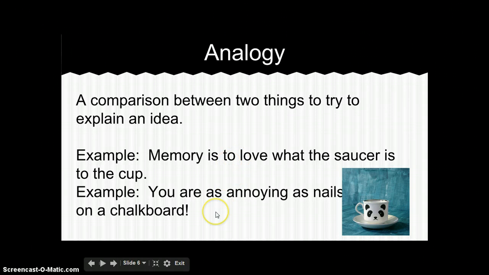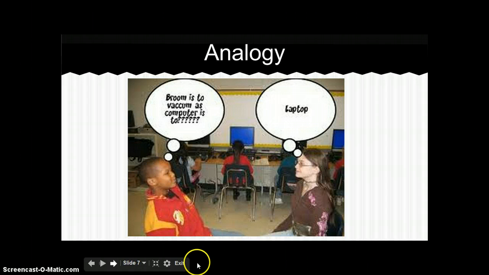Another example is you are as annoying as nails on a chalkboard. You can get a really big picture idea there of that person's characteristic. They're very annoying. Here's two children making an analogy. Broom is to vacuum as computer is to, and this young lady is like laptop. So those are examples of analogies.